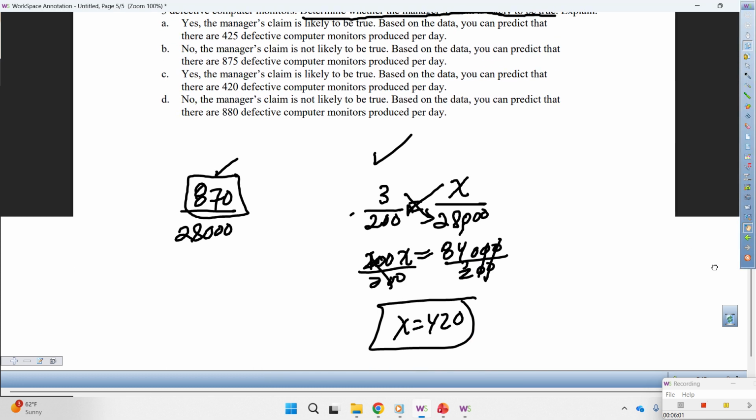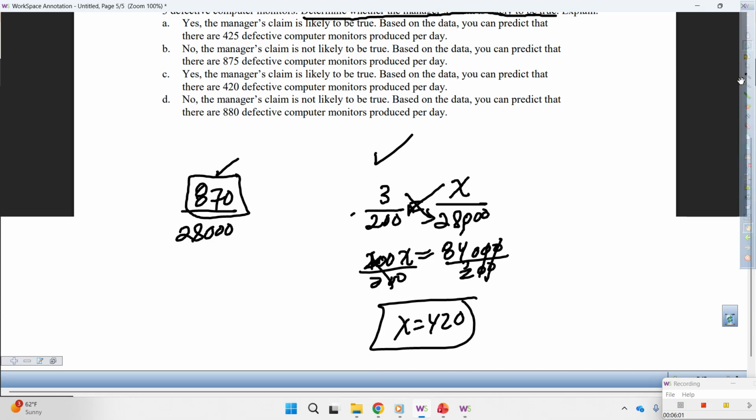So, let's look at the options. It reads, the manager's claim is likely to be true based on the data. You can predict that there are 425 defective monitors. Is that pretty close? It's pretty close, so let's keep that in mind. No, the manager's claim is not likely to be true. Well, he was right. It's fewer than 870 are defective. Is that correct? So B cannot be true. So the no are eliminated.